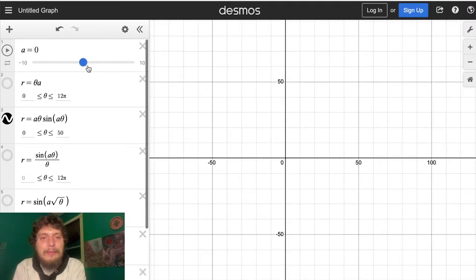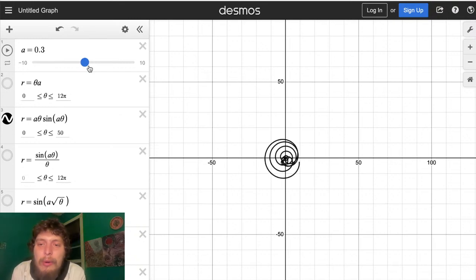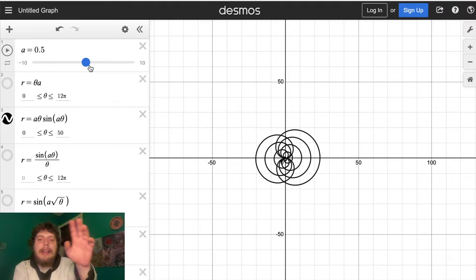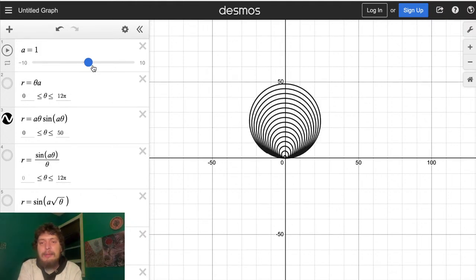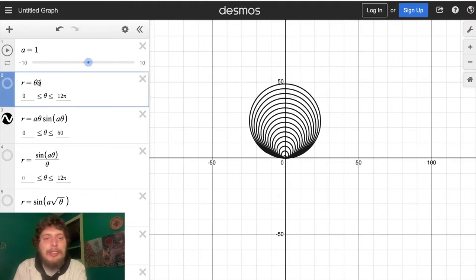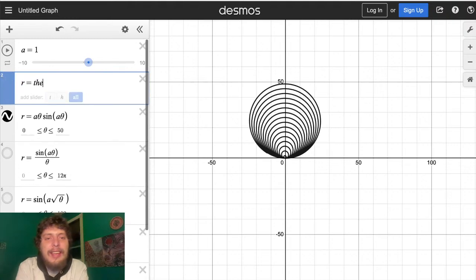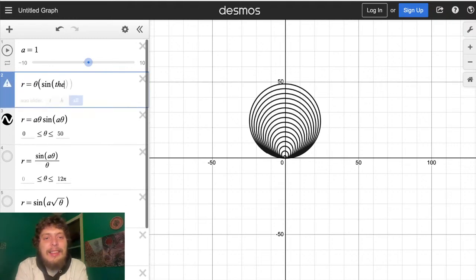So, as we go up, I start to create this whole coil. My string's drawing and unwinding and overlapping so quick that we get all these crazy states. And one here, I really like, when we have one for our A, which means that this is the equation just for R equals theta sine theta.